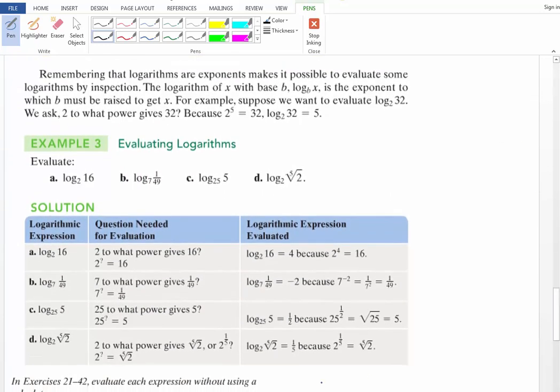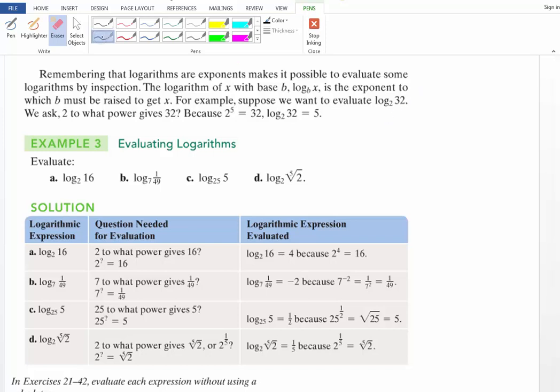If you take a look, they are telling us, let's remember right here that logarithms are exponents. Remembering that logarithms are exponents makes it possible to evaluate some logarithms by inspection. So that's an important thing. Let's remember that logarithms are exponents. And that should help us when we're trying to find the value of a log without doing too much work. So let me go ahead and show you what they're thinking about.